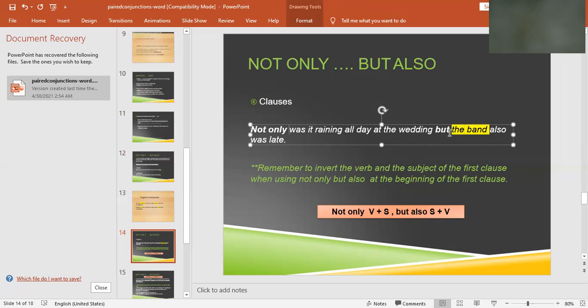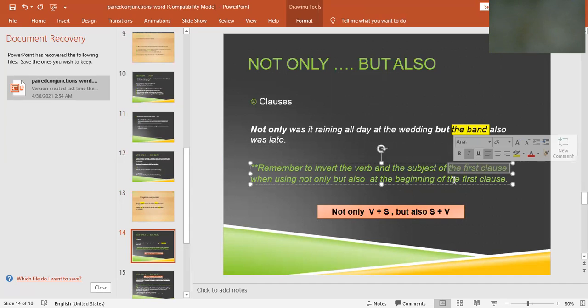Here, we don't do the subject verb inversion because but is not a negative word. So with subject and verb, the band also was late. And I want you to take care of something: in but also, the subject sits between but and also, so the band also was late. Remember to invert the verb and the subject of the first clause. These inversions happen with clauses, not when we have two nouns or two adjectives.